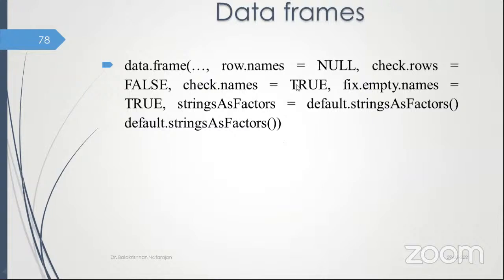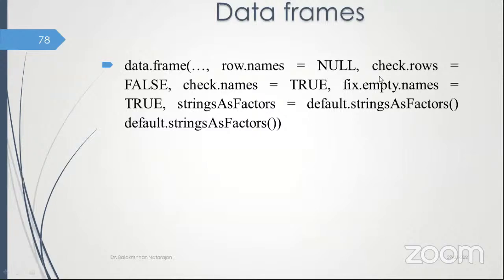And this might be the syntax for a data frame. This is the dot operator, followed by row names. You can specify the names of the rows, and you can check the rows. I will give a detailed explanation in the next slide. So this might be the syntax of that. It is not essential to have all these arguments. As per your requirement, you can have them.